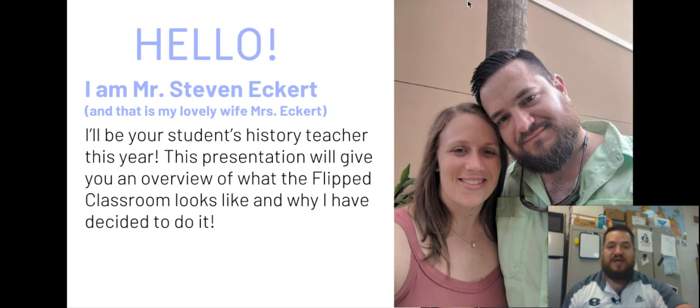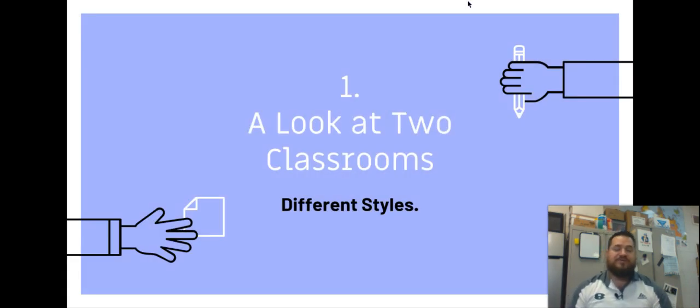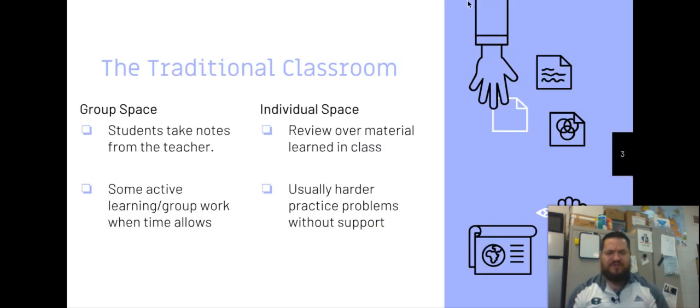Real quick, I want to start out by taking a look at two different styles of teaching in classrooms. The first one is going to be the classroom that you are probably most familiar with, the classic classroom. So in a traditional or classic classroom, especially in a social studies classroom like American history, you have two spaces. On one side, you have what's called the group space. This is what happened during the school day.